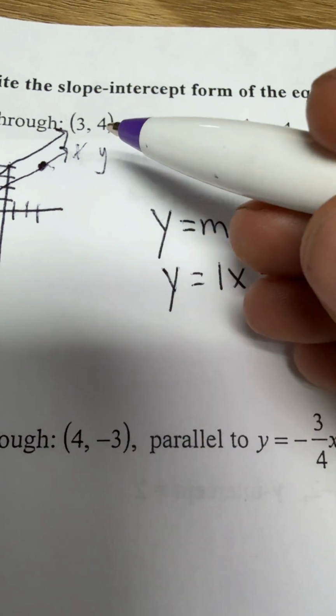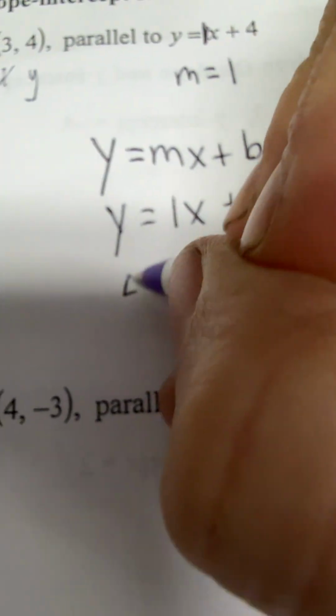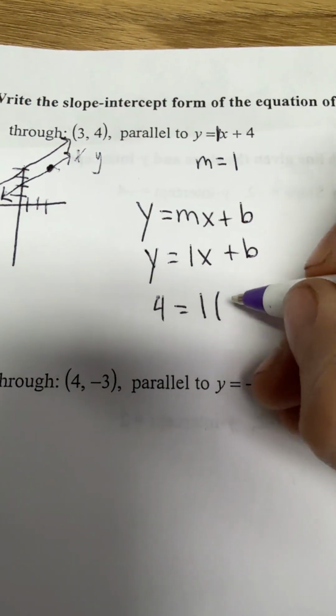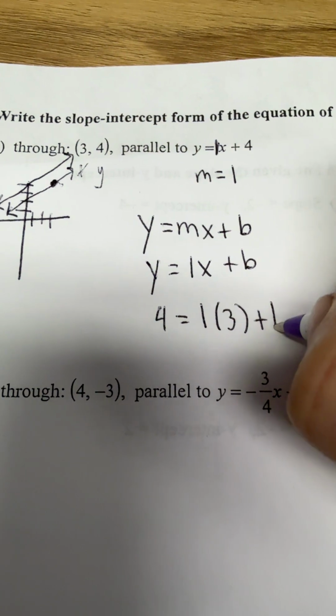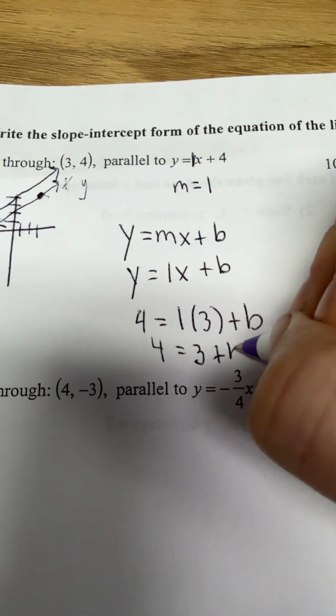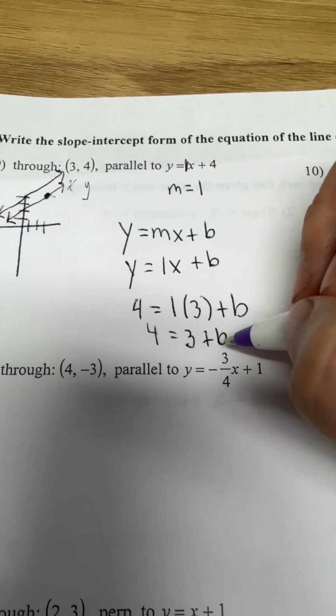Now, that's my x value right here, and this is my y value. So I'm going to plug my 4 in for y. See how my 4 is y? And my x is going to be 3. And you guys could probably do this in your head. I get 4 equals 3 plus b. So I can subtract 3 from both sides, and I get b is equal to 1.